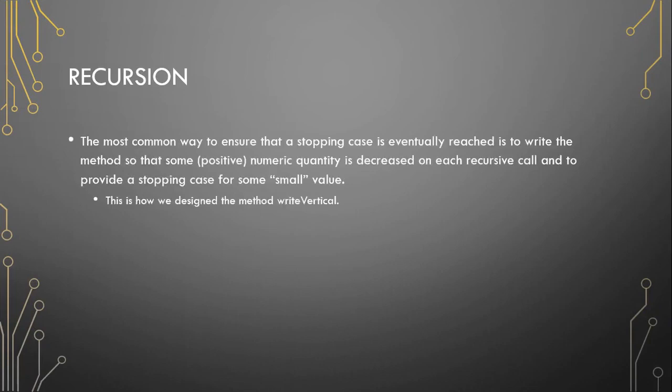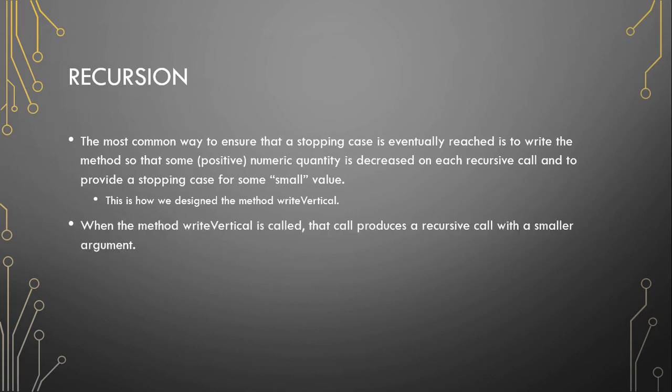Now, the most common way to ensure a stopping case is eventually reached is to write the method so that some positive numeric quantity is decreased on each recursive call and to provide a stopping case for some small value. That's how we designed our method right vertical. We checked it with n is less than 10.